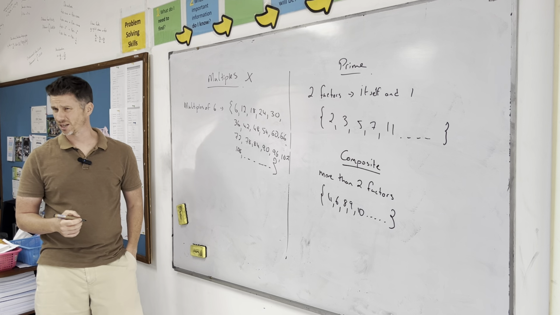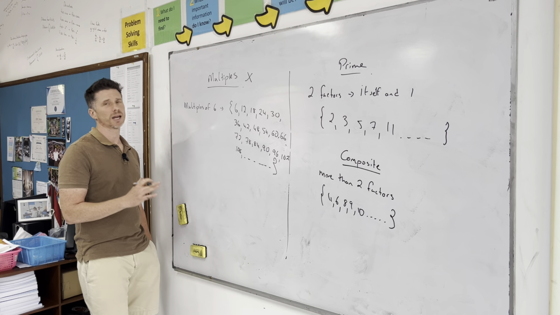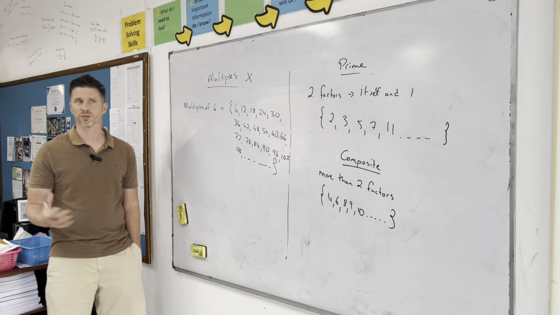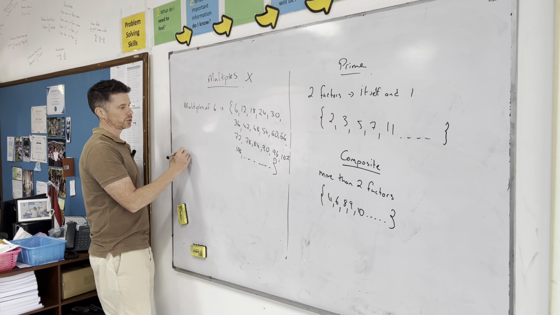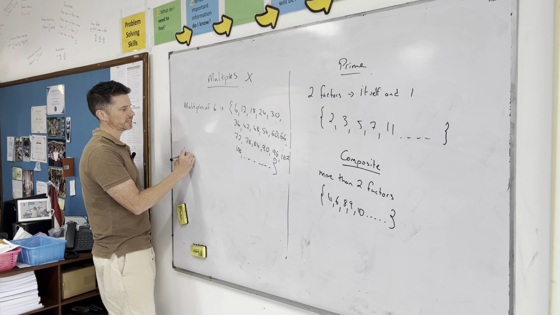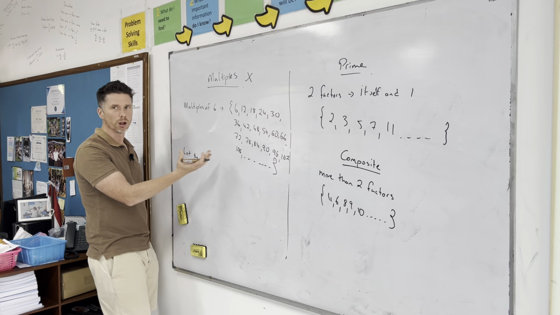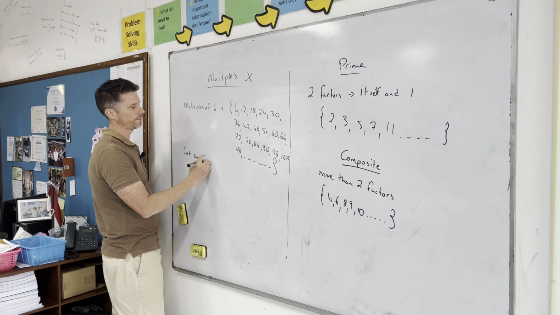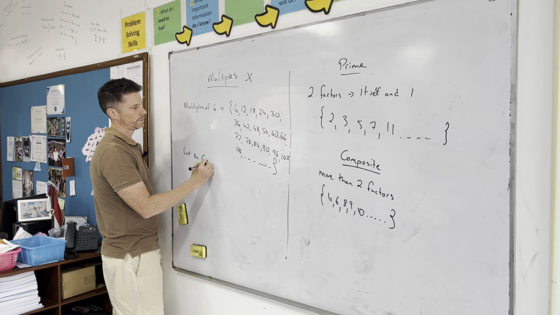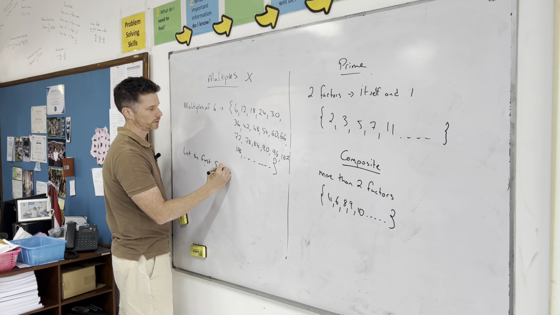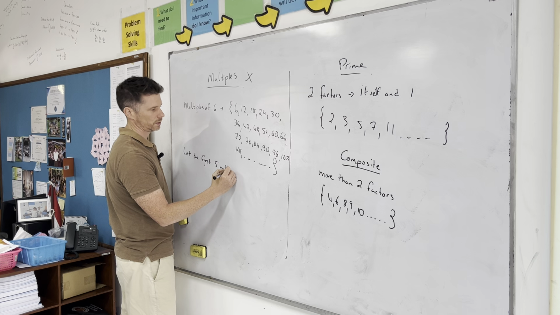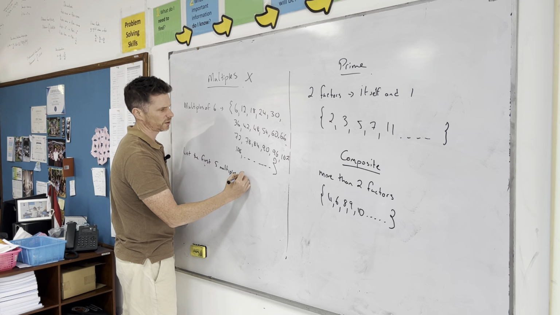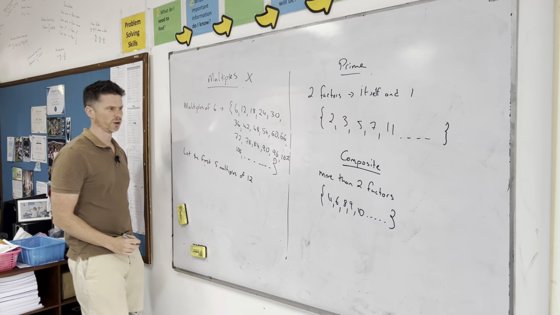Negative numbers, are we dealing with negative numbers here? No, we're only dealing with natural and counting numbers, whole numbers only. So a question might look like list, because we can't list all multiples. List the first 5 multiples of 12.